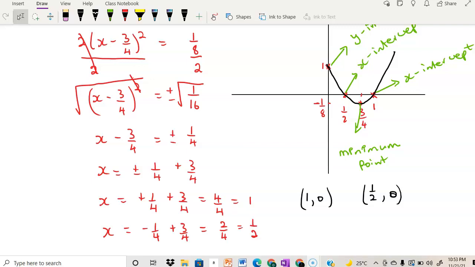CXC May June 2009, question number 9, just made easy.